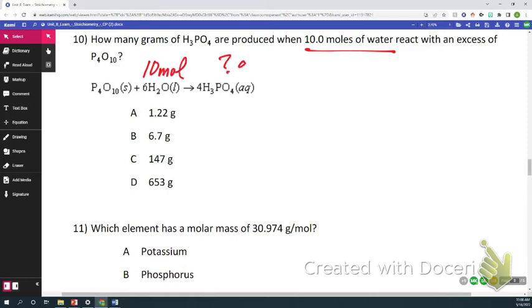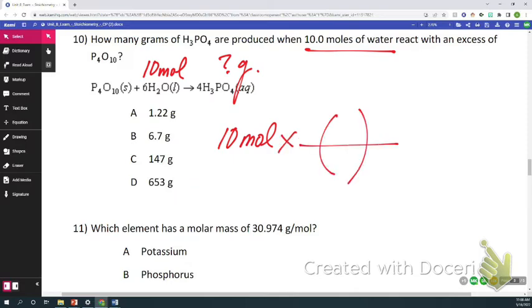And they want to know this. So, since they gave me moles already, I can ride the mole ratio train right away. It's 4 over 6. So that's 40 divided by 6. 6.67 or 6.6 forever. This is fine. And then you have to change it to grams, okay? You have to multiply by the molar mass of H3PO4.